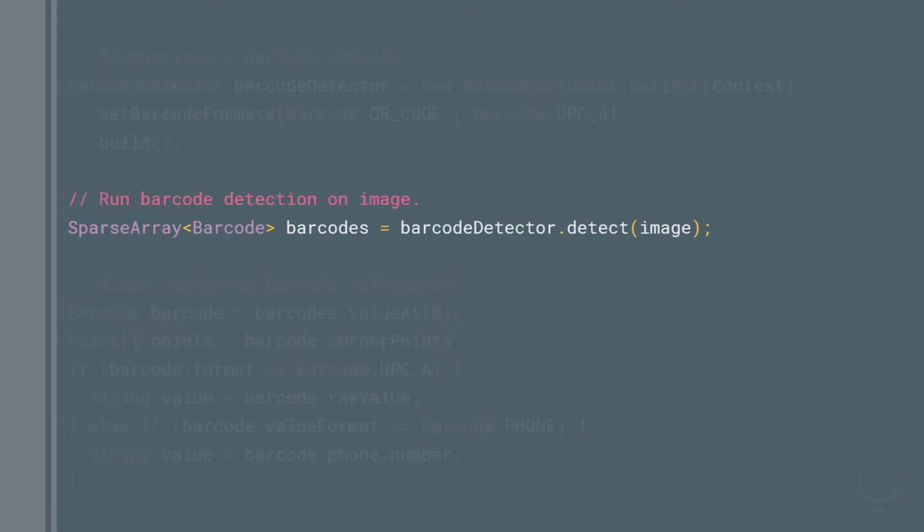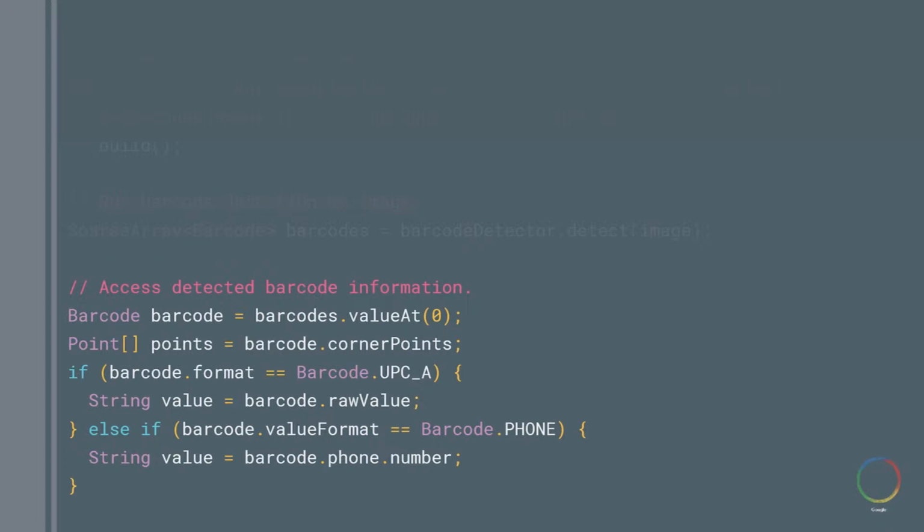Next, you provide the image to get barcodes back. Once you get the barcodes back, you can access all the detailed information. Here I just list some of the information, but there's more. For example, corner points is where the barcode is located on the image. And then the formats you just detected.